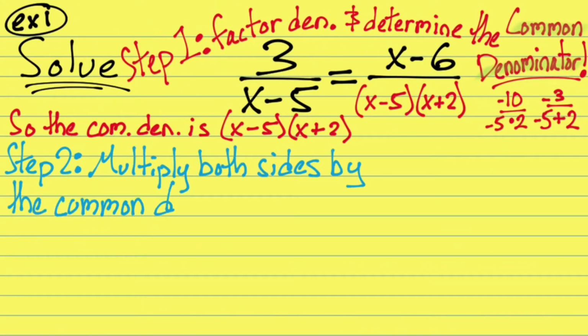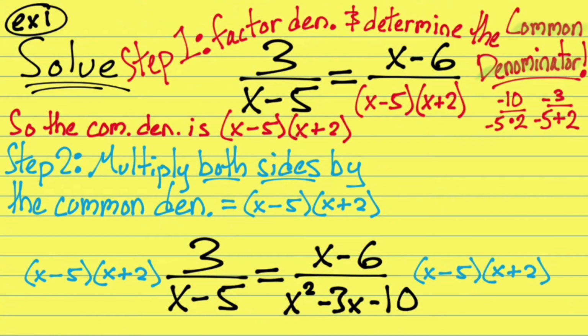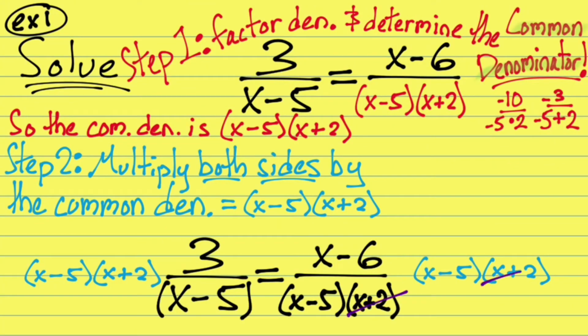We will now be multiplying both sides of this equation by the common denominator that we have now established. So that's going to look something like this. Take x minus 5 times x plus 2 and put that multiplying both sides. Technically, these binomials have 1s in the denominator, and now that we have the same thing in the numerators and denominators, these binomials, we can go ahead and start canceling things out.